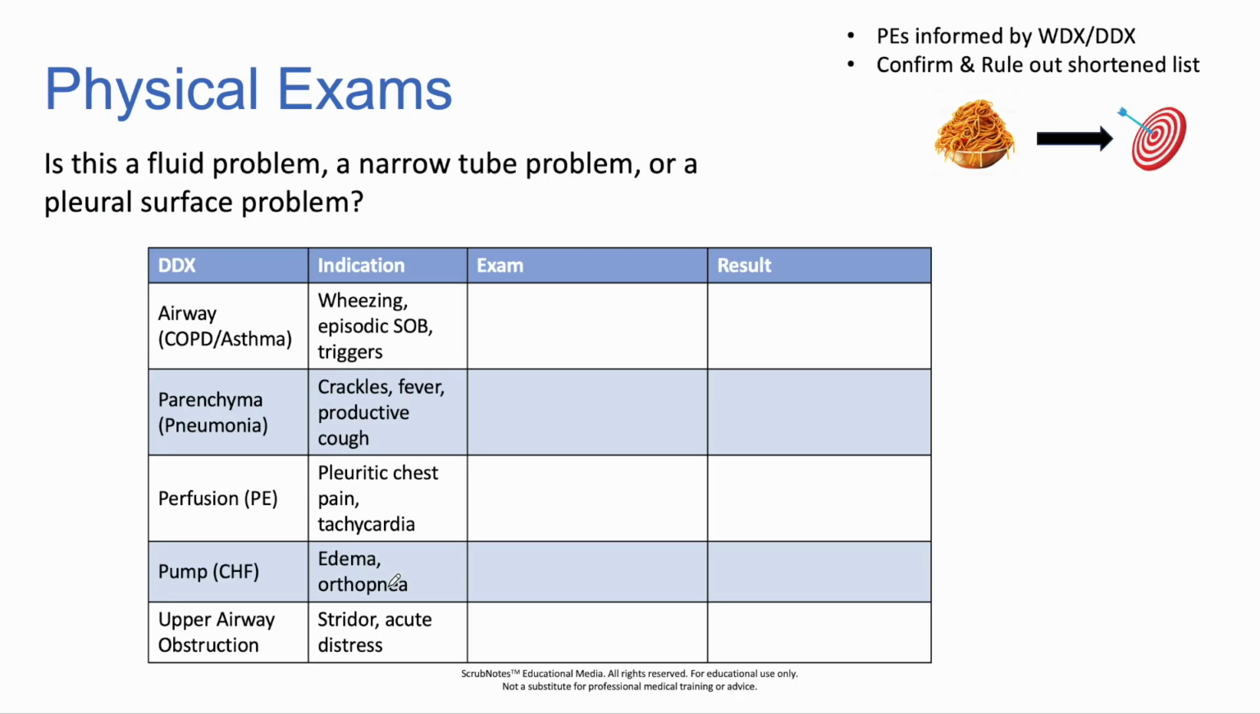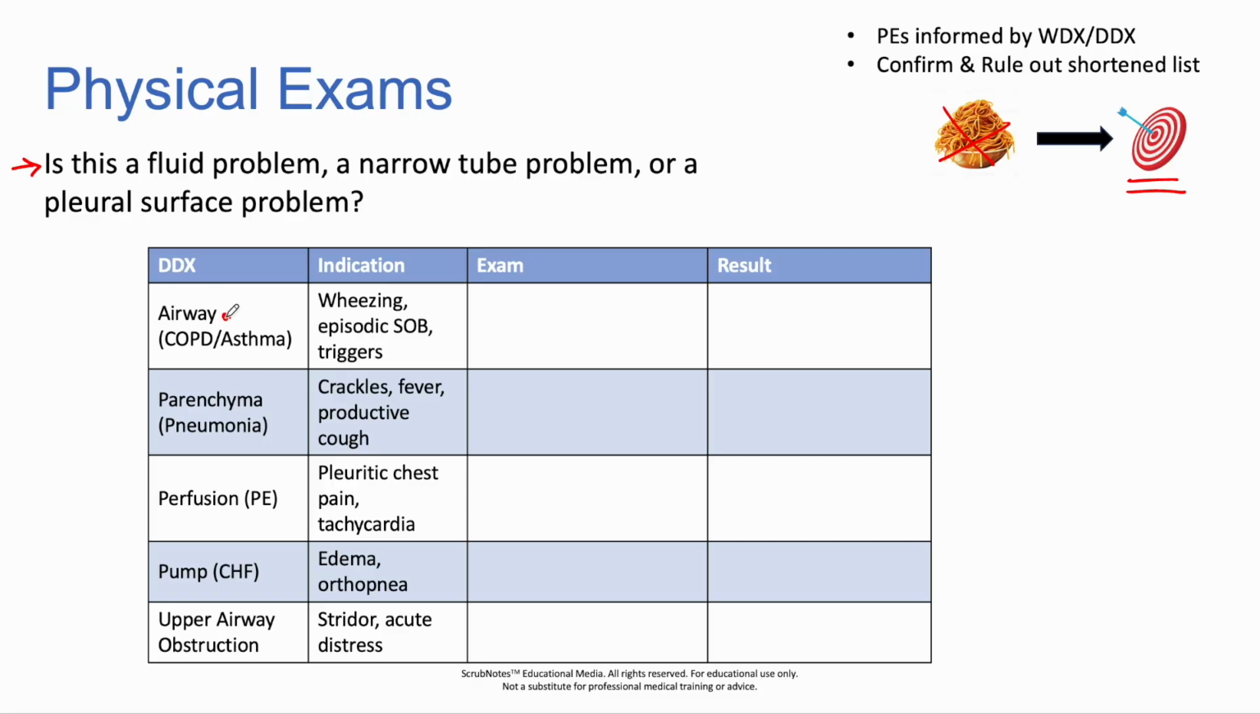So this is where things start to become very efficient. Since we've asked focused history questions, that allows us to have targeted physical exams. So we can ask, is this a fluid problem, a narrow tube problem, or a pleural problem? Let's take a look at our physical exams table here.